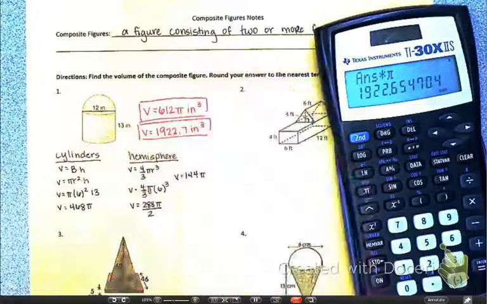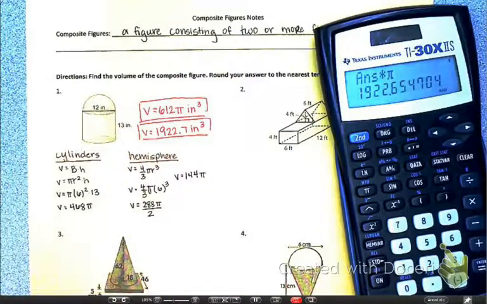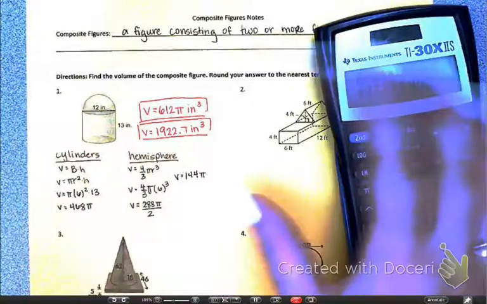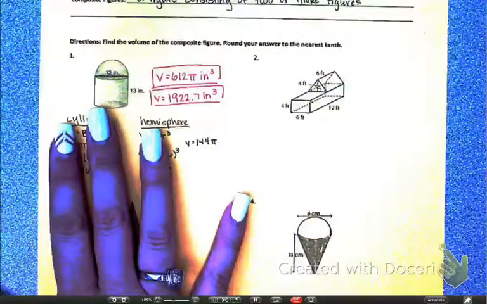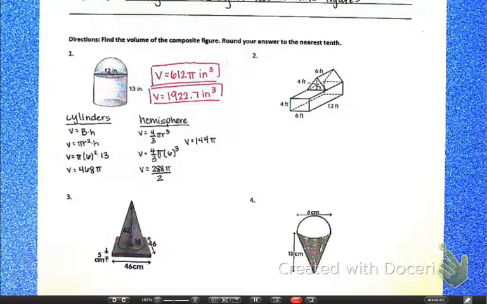So you'll just have to read what it's asking you for. So with each of the composite figures, find them separately, and then you're going to either add or subtract. Okay? Let's do another one together. What two figures do you see in number 2? Triangular prism, okay.